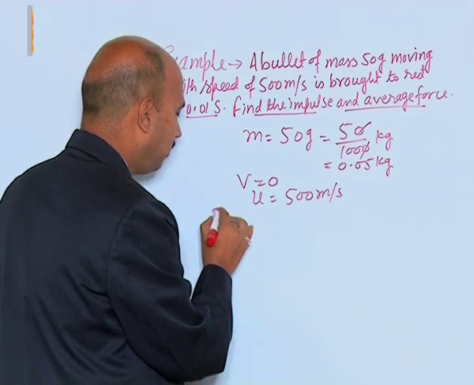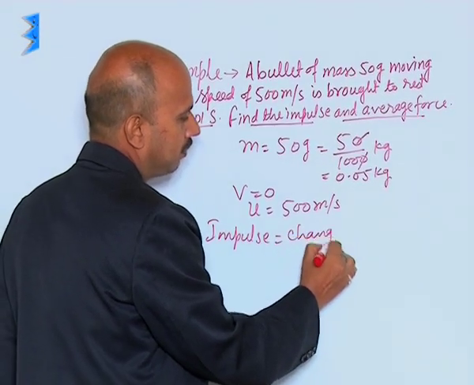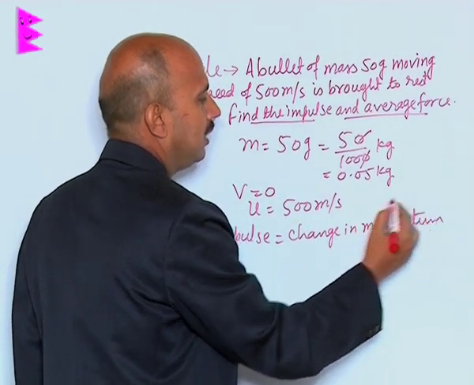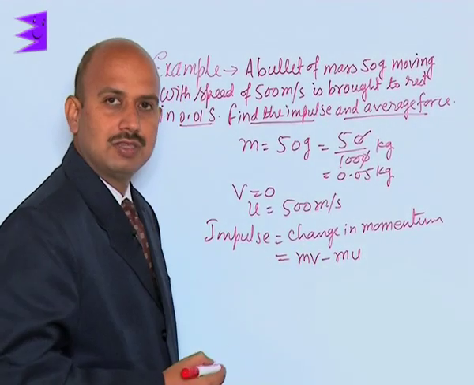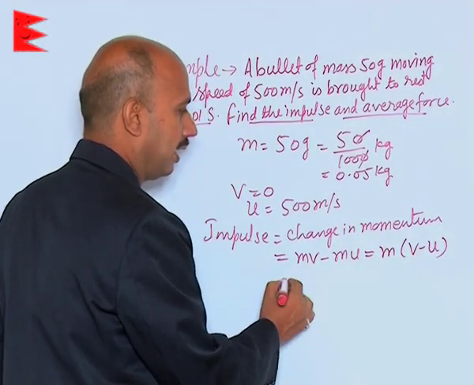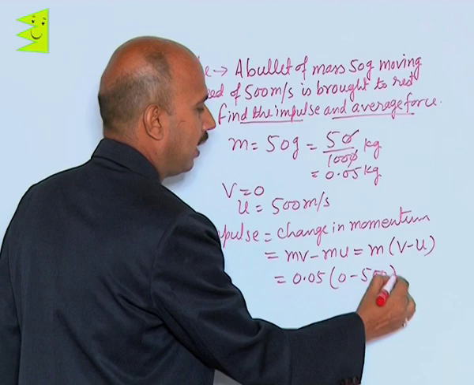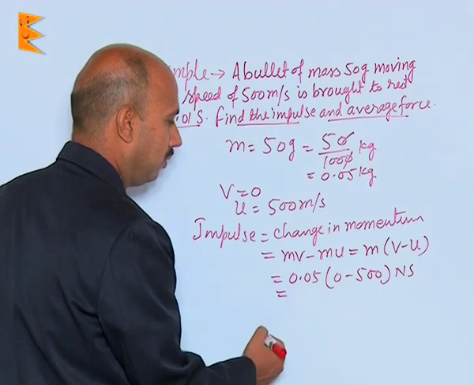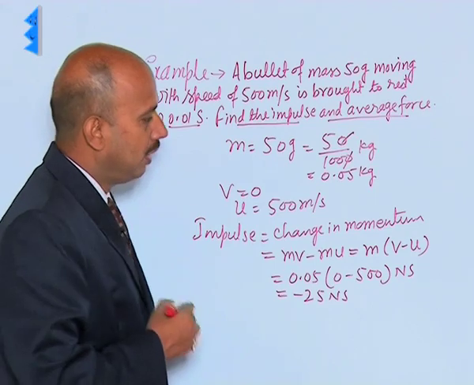You know, impulse is equal to change in momentum. So to find the change in momentum, that is mv minus mu, that is final momentum minus initial momentum. We can write m into v minus u, that is 0.05 into 0 minus 500 Newton second. This is the unit of impulse, and it will be minus 25 Newton second. So this is the impulse.